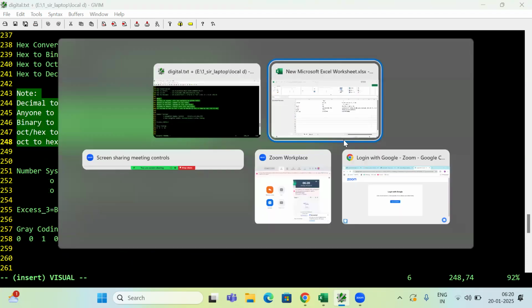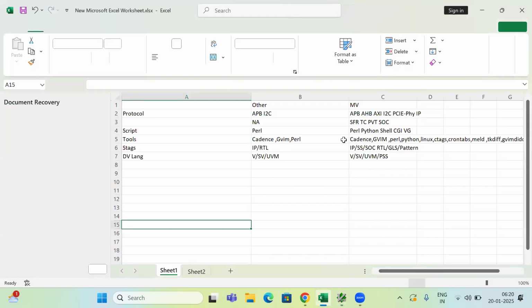Just quickly, anyone can tell what are the 5 notes we have learned? Decimal to anyone: divide by radix 2, 8 and 16, or multiply for the fractional part. That is one rule. What is the second rule? Anyone to decimal: multiply by the radix 2, 8, 16. Leave it. Third rule.